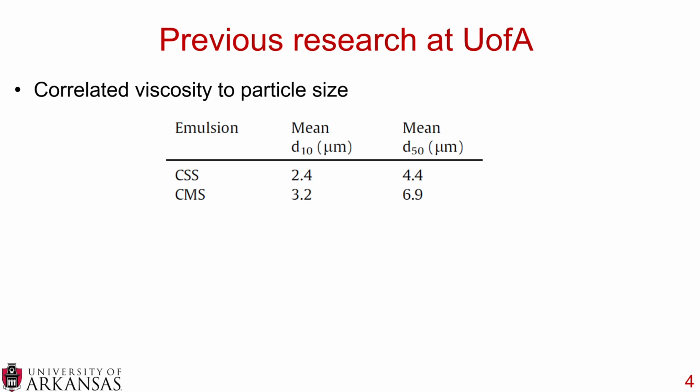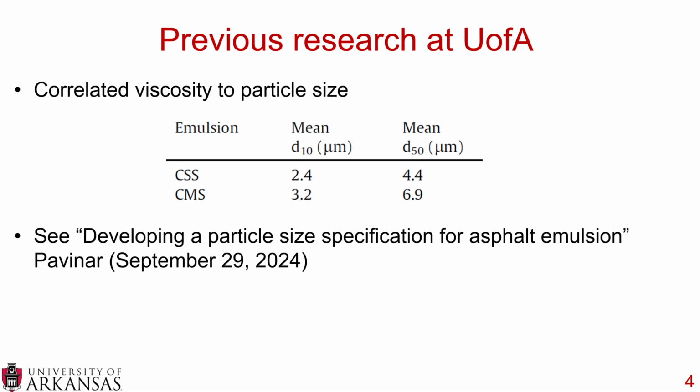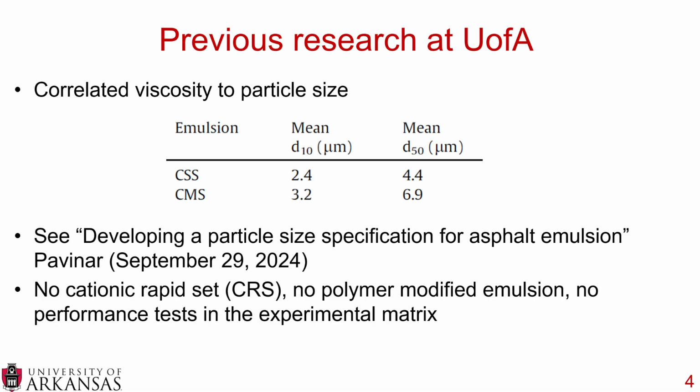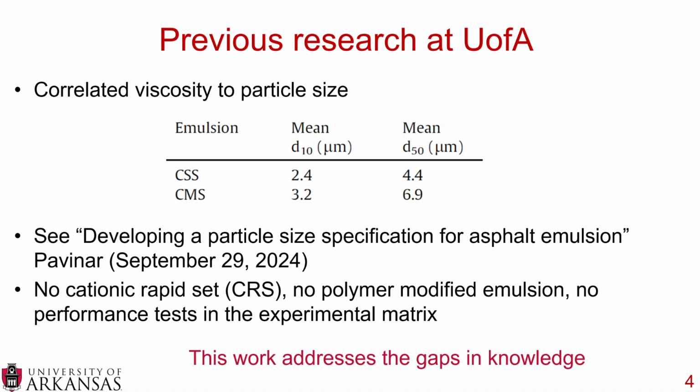But you can see here are some preliminary recommended values for the mean at D10 and D50 for CSS and CMS. And if you would like to see how these were developed, I encourage you to watch the Pavebinar Developing a Particle Size Specification for Asphalt Emulsion, which was posted on September 29th, 2024. But you'll notice in that relatively small experimental matrix, there are no cationic rapid set emulsions, there are no polymer modified emulsions, and there are no performance tests in the experimental matrix. It just looked at viscosity and particle size primarily. So this work looks to address these gaps in knowledge.